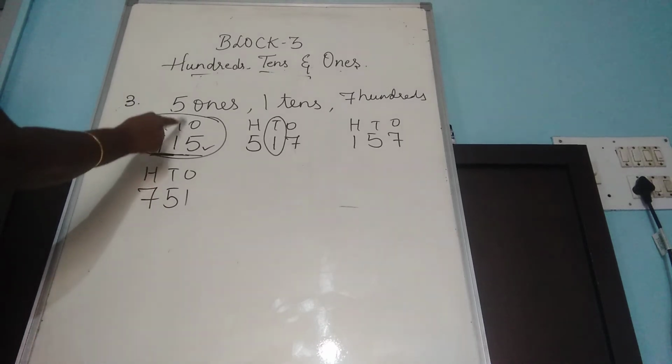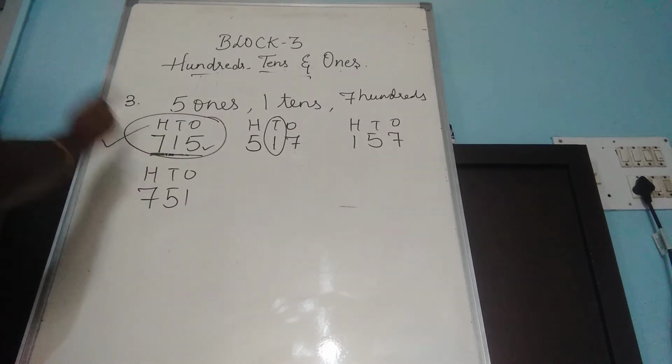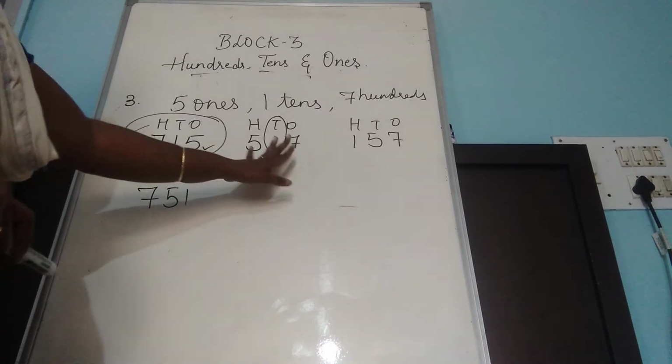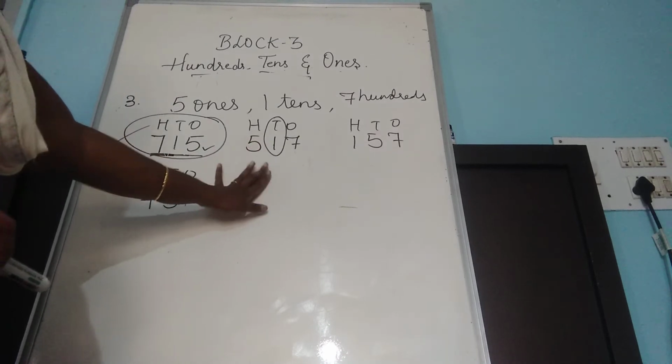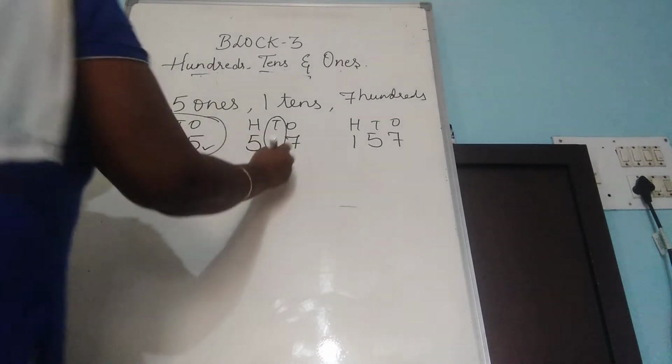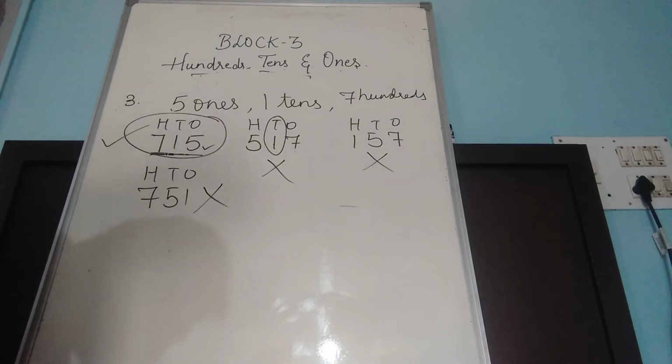And 1 is in the tens place. Yes. And 7 is in the hundreds place. So this is the number you need to tick. Here there is no 5 in the ones place, 7 in the hundreds place. Okay. So this is wrong. This is not the correct answer. This is not the correct answer. And this is not the correct answer. Okay. So this is the concept, children.